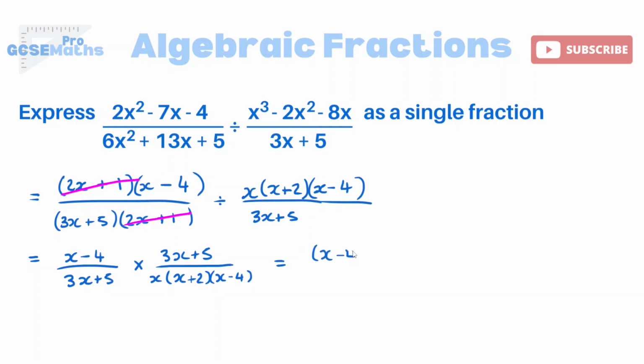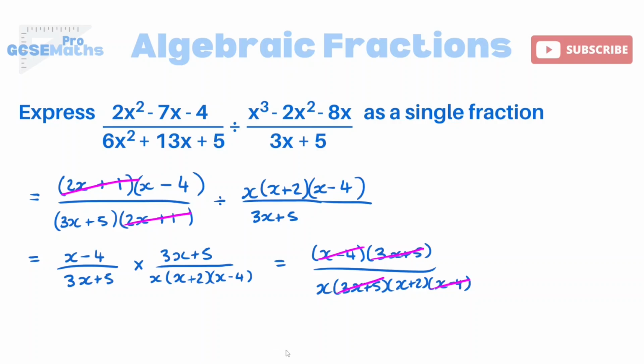So the numerator will be x minus 4 brackets 3x plus 5 over, just leave that x at the front there, 3x plus 5 in a bracket, x plus 2 still in a bracket, and the other x minus 4 still in a bracket. Okay, can I cancel out any of the other brackets now? Yes, we've got x minus 4. We've also got 3x plus 5.